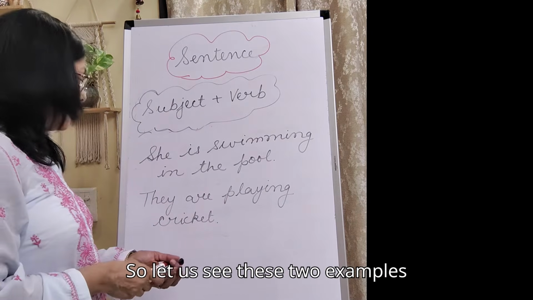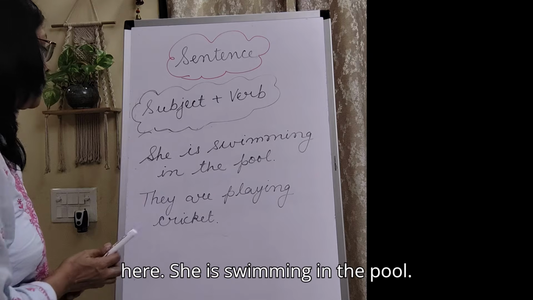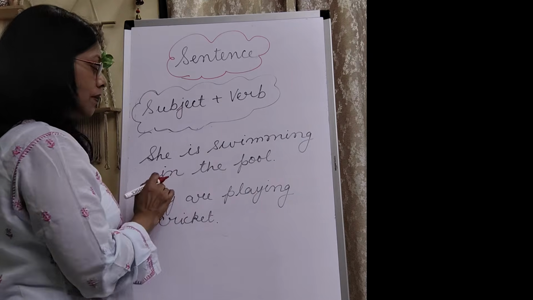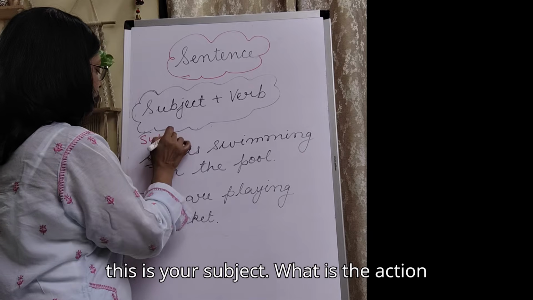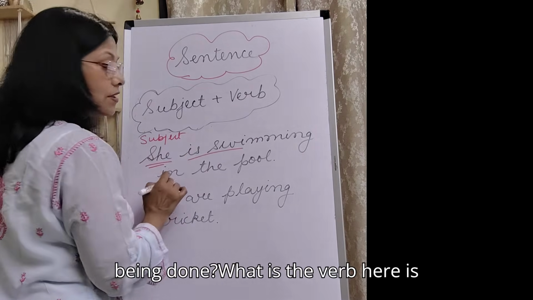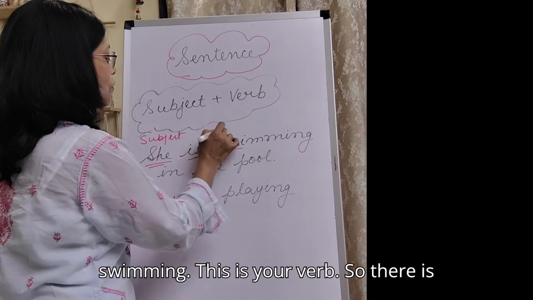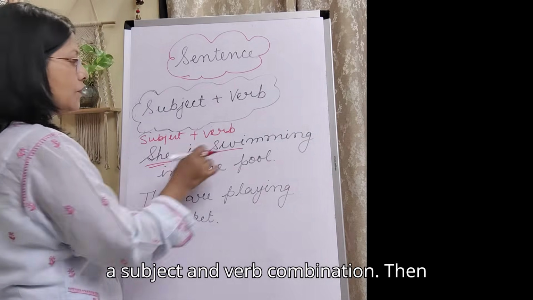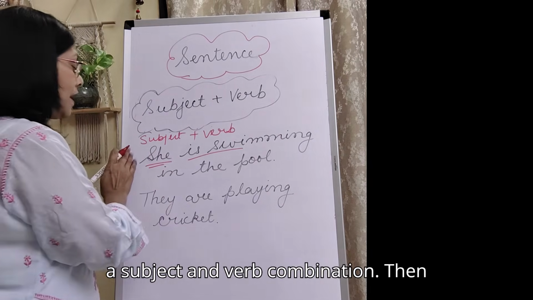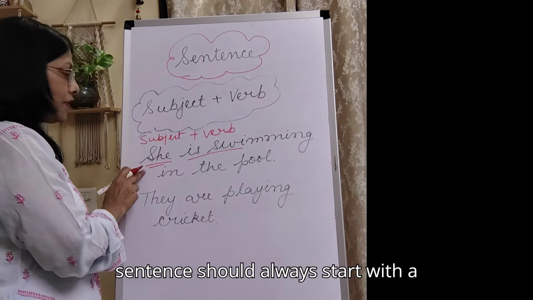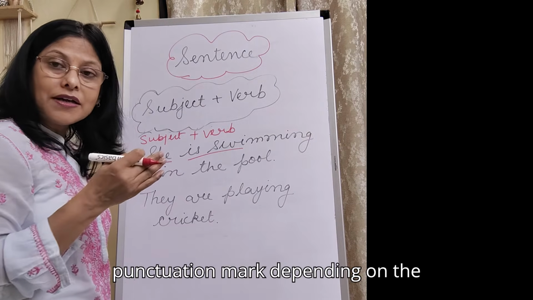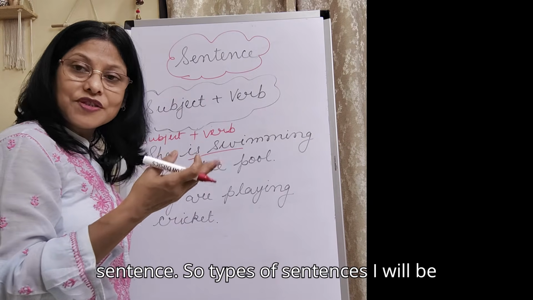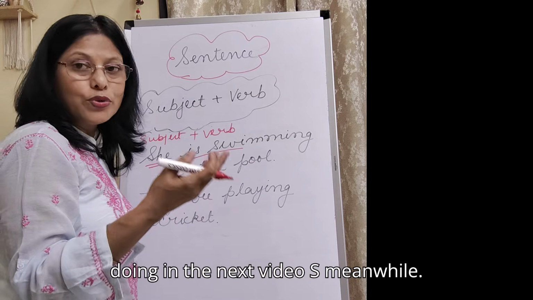So let us see these two examples here. She is swimming in the pool. She, whom are we talking about? She. So this is your subject. What is the action being done? What is the verb here? Is swimming. This is your verb. So there is a subject and verb combination. Then a sentence should always start with a capital letter and it should end with a punctuation mark depending on the sentence. Types of sentences I will be doing in the next video.